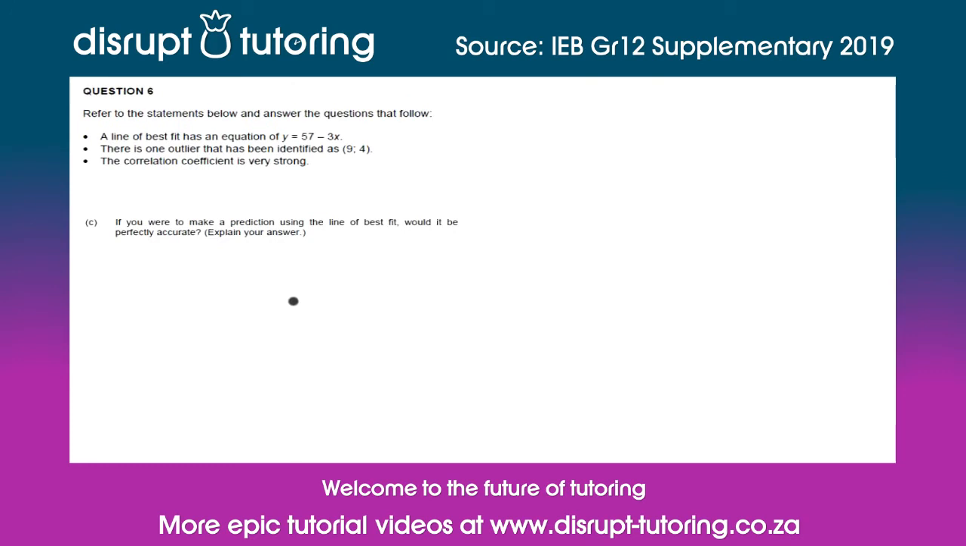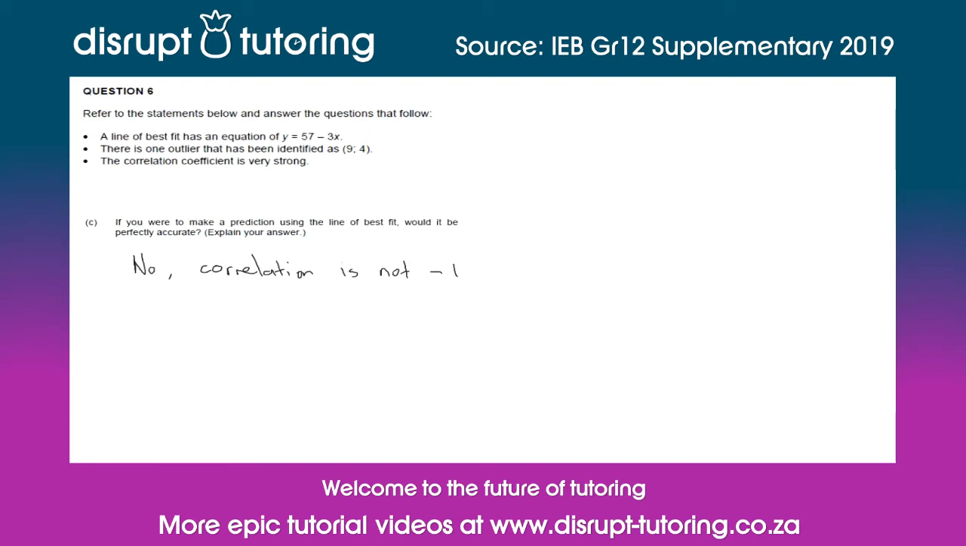Cool. And then question C says, if you were to make a prediction using the line of best fit, would it be perfectly accurate? And the answer here is no. And this is because the correlation is not equal to minus 1. Exactly. So if you have to write down, correlation is not perfect. So it's not minus 1.